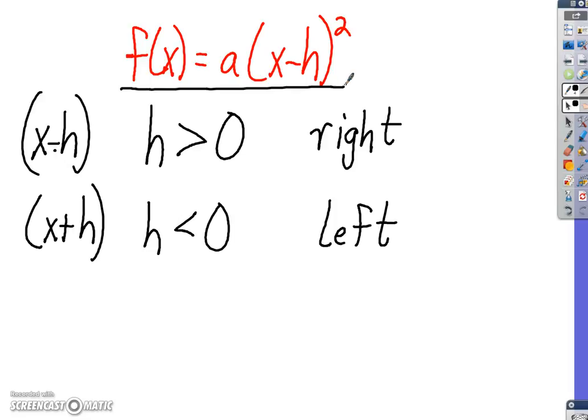A good rule here is that what's inside the parentheses is always going to move us the opposite direction. Normally you would think, hey, positive numbers on the axis, positive numbers are to the right. Well, because it's inside the parentheses, it's going to instead move it to the left. Normally we think of negative numbers as left, but inside of parentheses, it's going to shift us to the right.